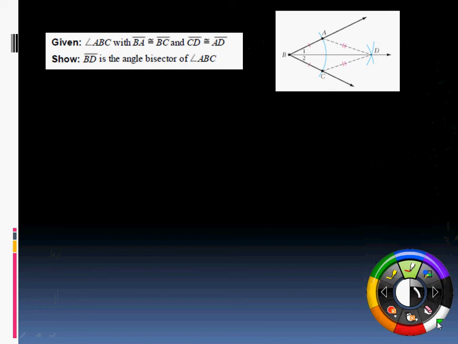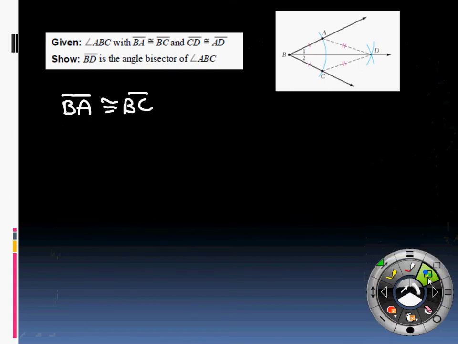is I'm going to say, remember I want to use side, side, side, so I'm going to list each of the sides that are congruent to each other. So I'm going to say BA, that side is congruent to BC. Now the reason I know that is because they gave that to me right at the very beginning.